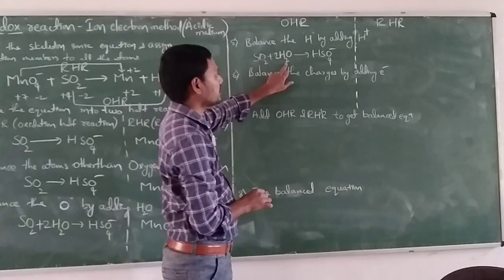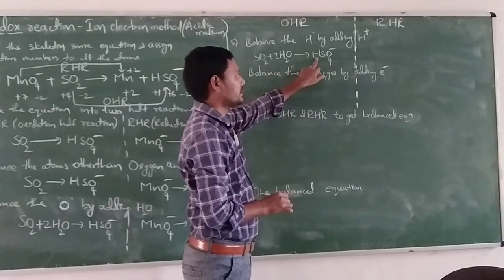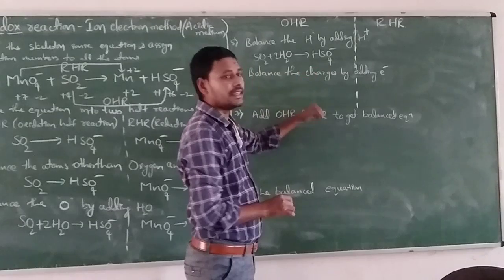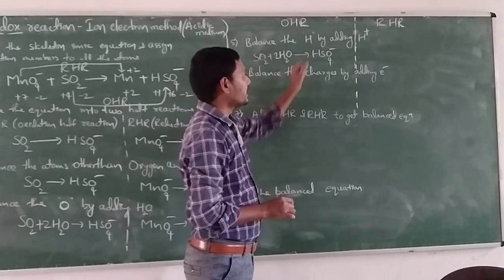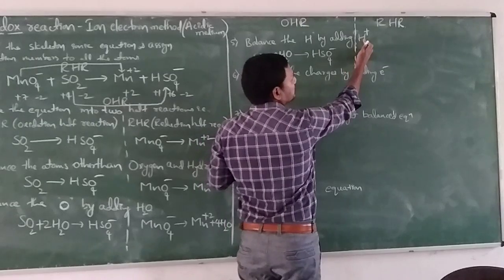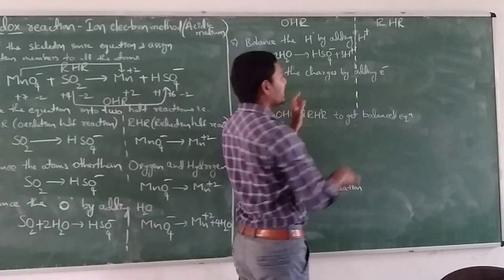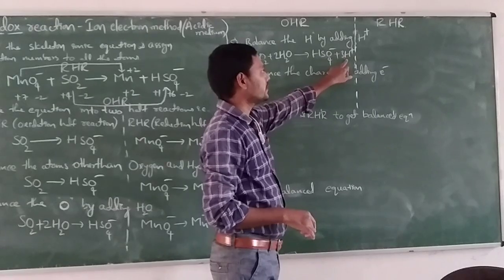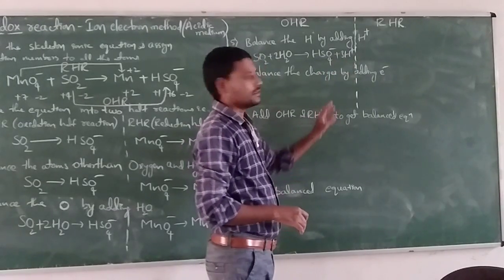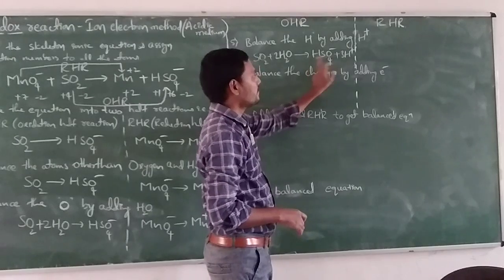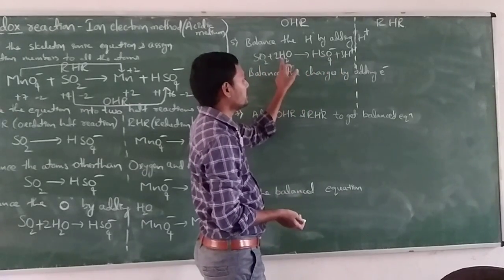How many hydrogen atoms left side? 4 hydrogen atoms left side. How many hydrogen atoms right side? 1 hydrogen atom right side. So how many hydrogens are needed here? 3 hydrogens are needed. So to balance the hydrogens, we are adding what? H plus in acidic medium. So I am adding 3 H plus. To balance one hydrogen, I am adding 1 H plus. It requires 3 hydrogens, so I am adding 3 H plus ions right side. So total 4 hydrogens right side, 4 hydrogens left side.